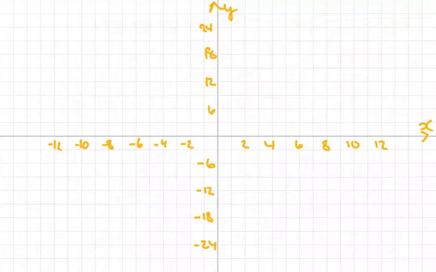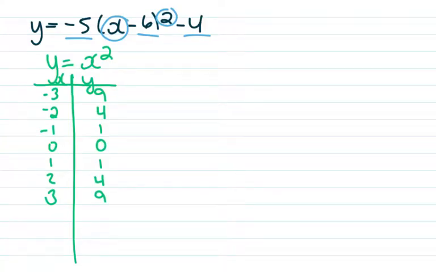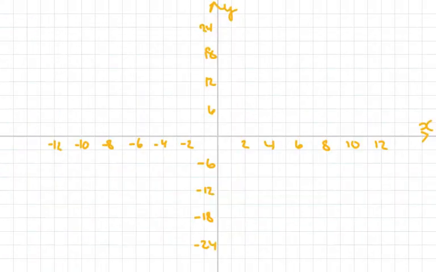All right, so once you have your scale done, then you're going to plot these points from your table of values on your graph. So -3, 9. -2, 4. -1, 1. 0, 0. 1, 1. 2, 4. And 3, 9. And then connect those with a nice smooth curve.